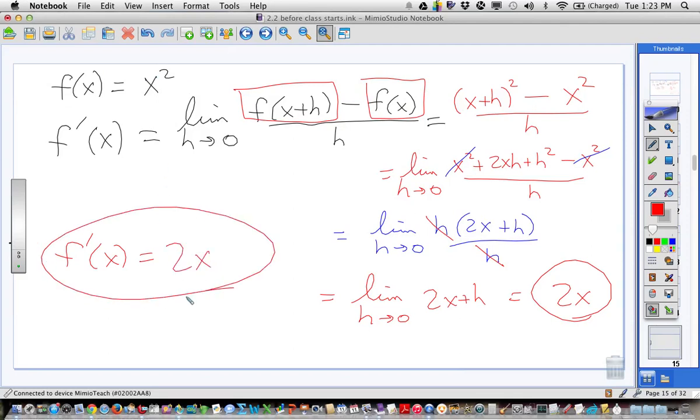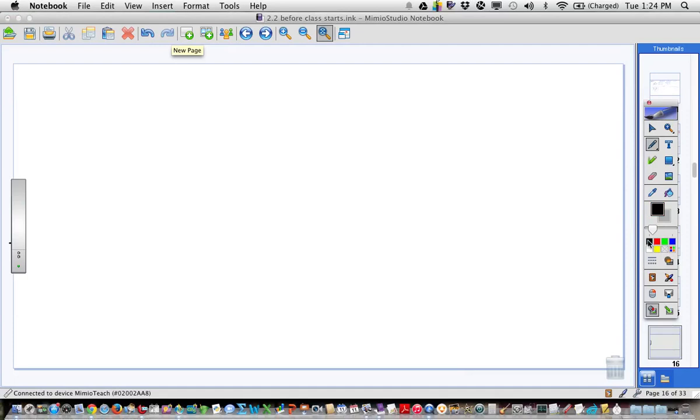Now we had already thought that when we had a parabola as an f, remember we matched those graphs? When we had a parabola f, we had a line for f prime. And it turns out that's actually what happened. Okay, let's do one more real quick. Let's start with x cubed this time.